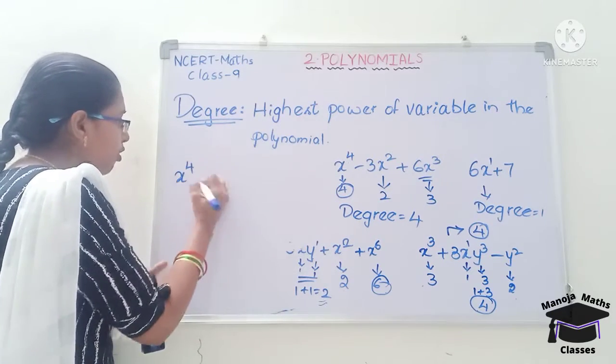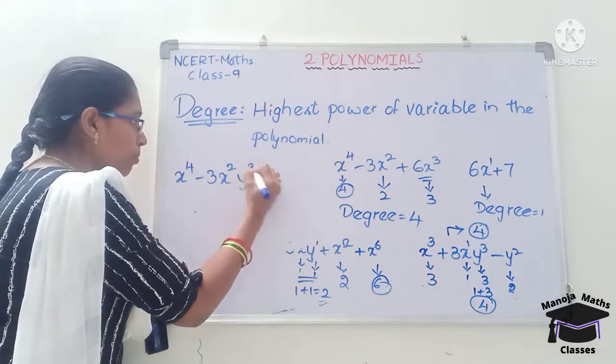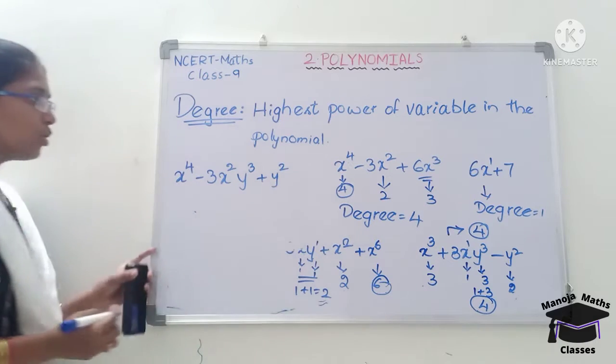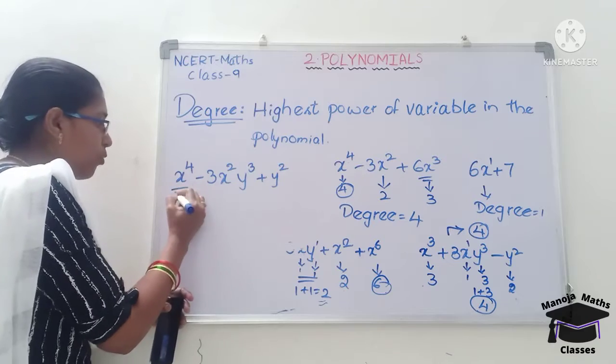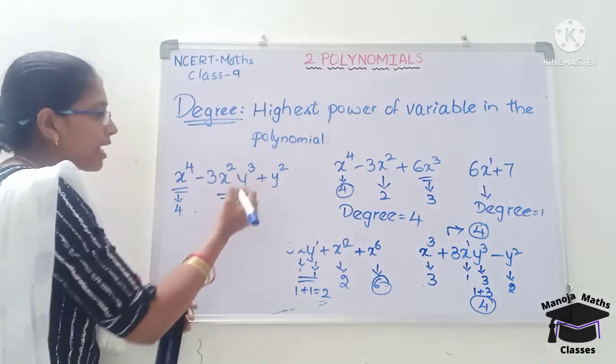x power 4 minus 3x square y cube plus y square. So this is a polynomial in two variables. Check each term. You have only one variable; the exponent here is 4. Here you have two variables, x and y.